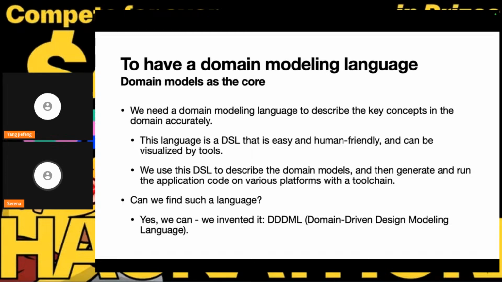So here's how it works. With this DSL, we can map out our business idea and business logic in the model. Think of it like drawing a blueprint of your app. Once we have these blueprints, we use the tools to automatically generate the code needed to run the application on different platforms. This makes the whole process faster and less complicated.